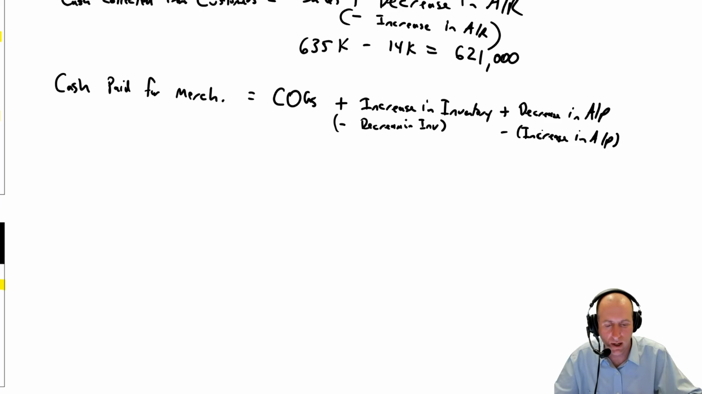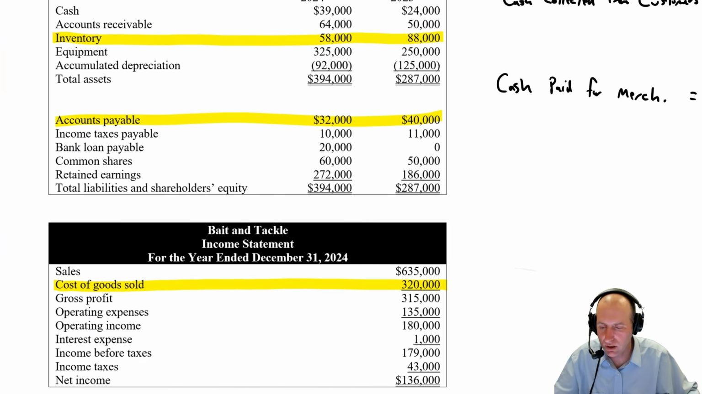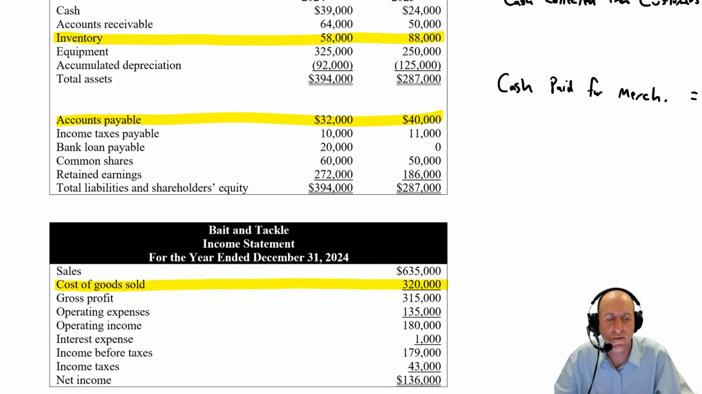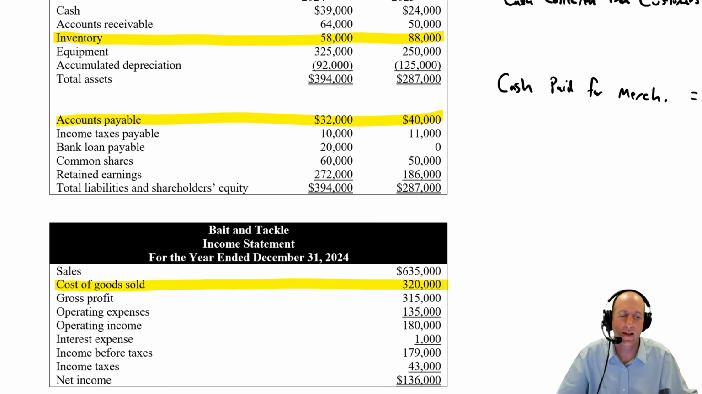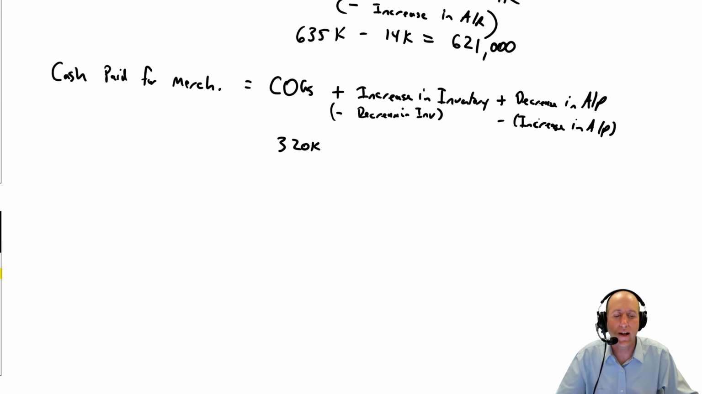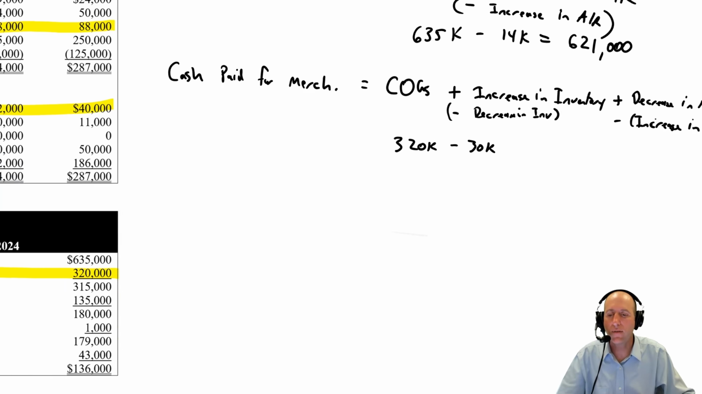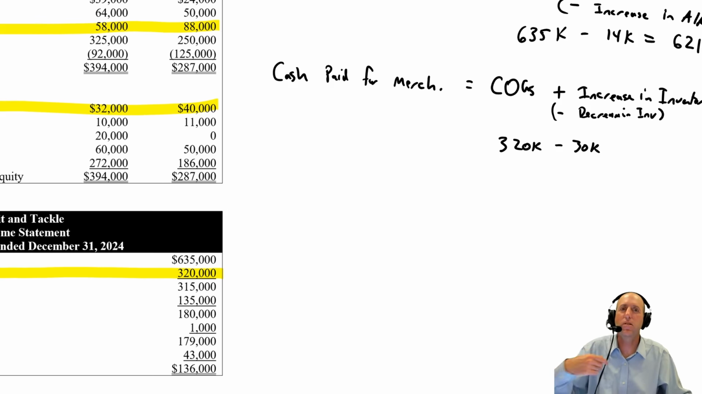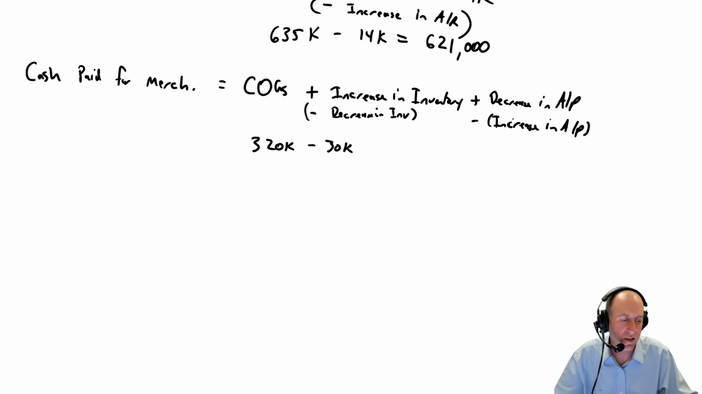COGS, 320, plus increase in inventory. What did inventory do? It went from 88 to 58. It went down by $30,000. The fact that inventory went down, we'll subtract it here. It means we have less money tied up in our inventory. It means we bought less inventory. This is good for cash flow. So minus 30K and plus decrease in AP.